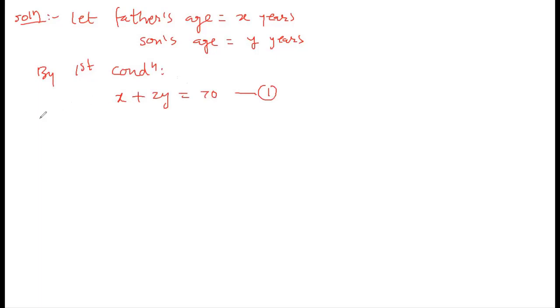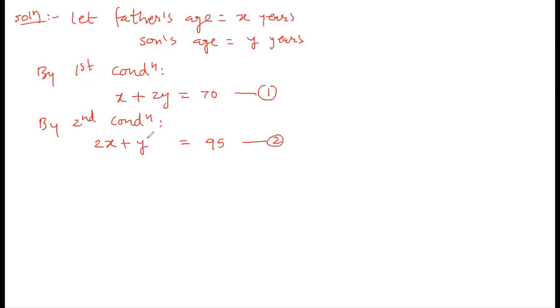Now, according to the second condition, twice the father's age means double the father's age, which means 2x, plus the age of his son, which means y, becomes 95. Let me call this equation 2. Now we are going to solve equations 1 and 2 simultaneously.